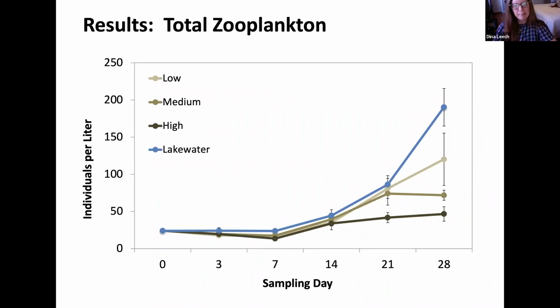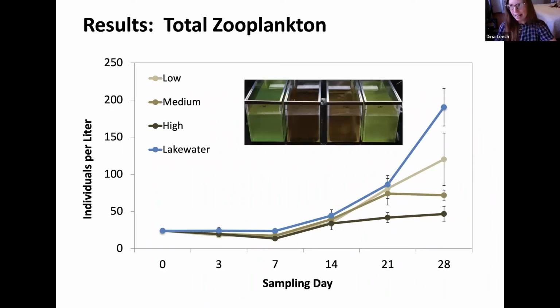And we think this happened because when we looked at our tanks, what we saw is that over the course of a month, the brown water affected how much light was in the tank. And that difference in light affected how much algae was present in the tank. And remember that those zooplankton eat algae.